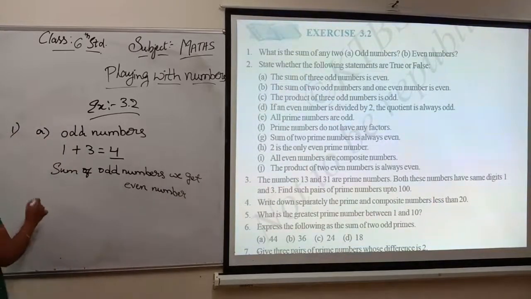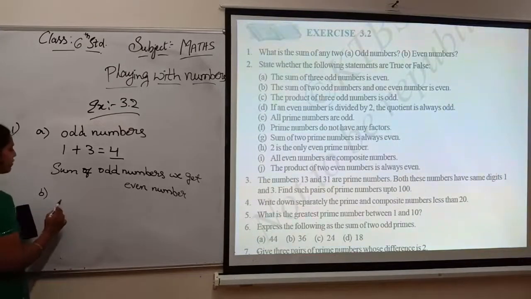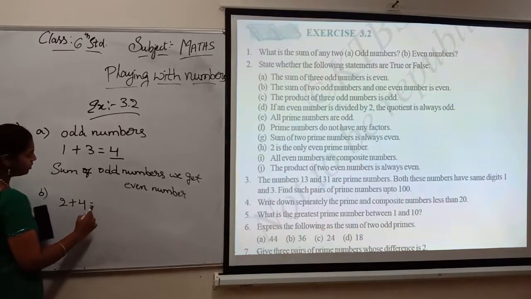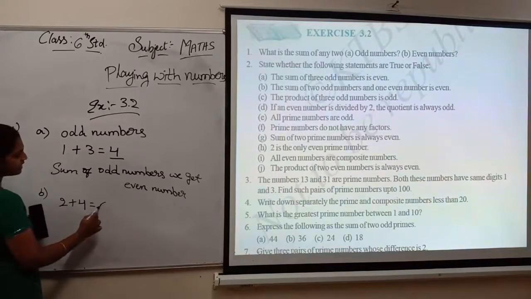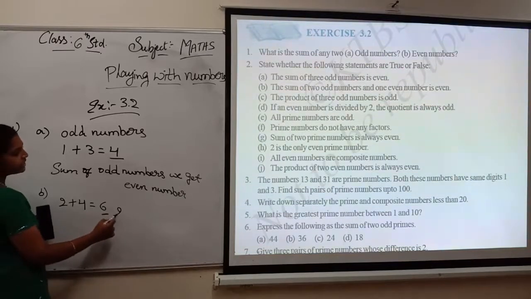Now B1. The second one is even numbers. We have to do addition of even numbers. Even numbers means 2 and 4 are also even numbers. I will take these two. 4 plus 2 is 6. Is 6 even or odd? Even number only.